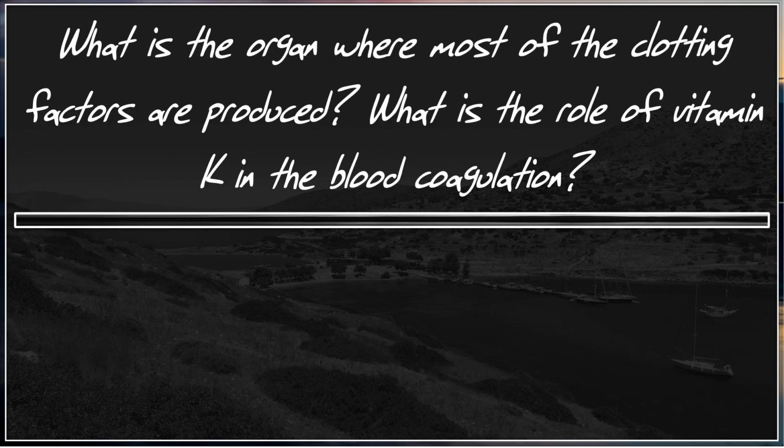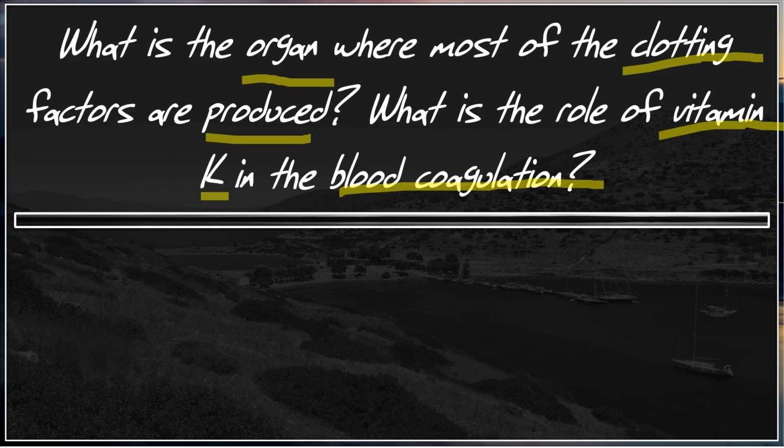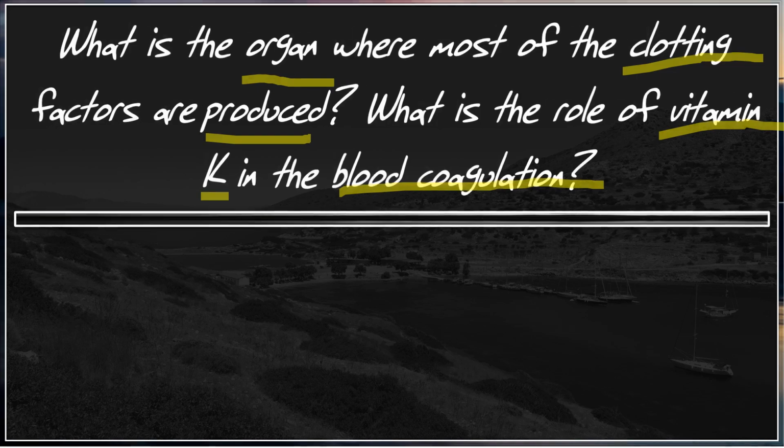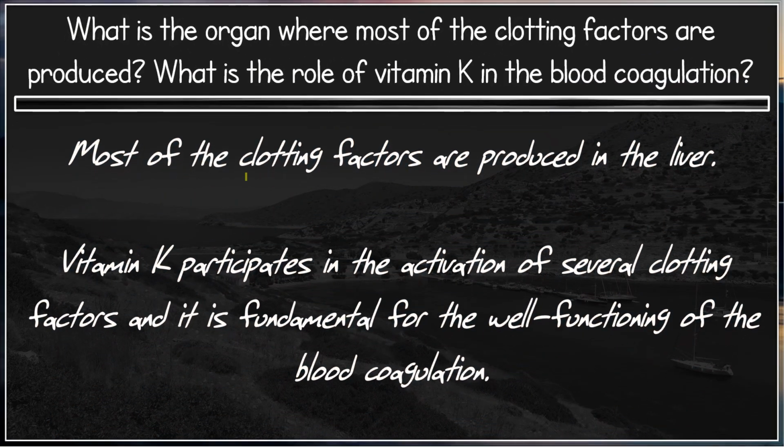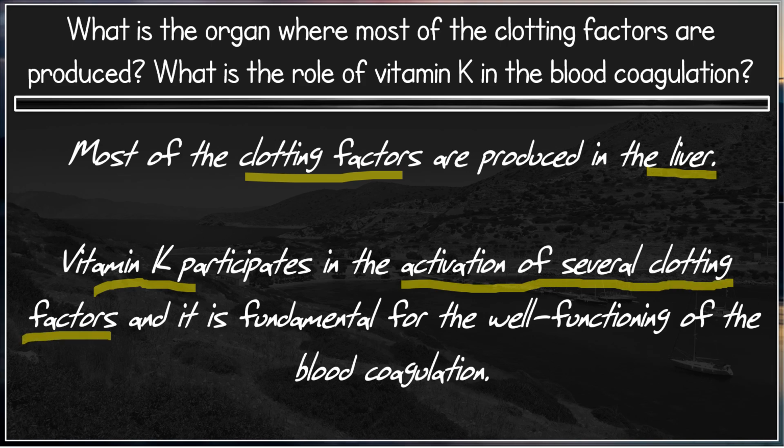What are the organs where most of the clotting factors are produced? What is the role of vitamin K in blood coagulation? Most of the clotting factors are produced in the liver. Vitamin K participates in the activation of several clotting factors, and it is fundamental for the well-functioning of blood coagulation.